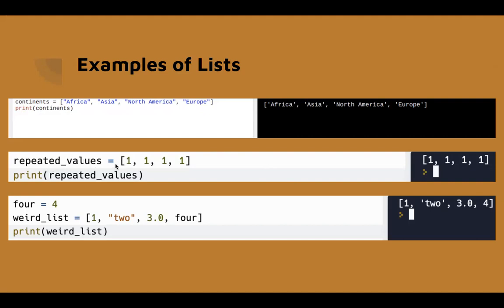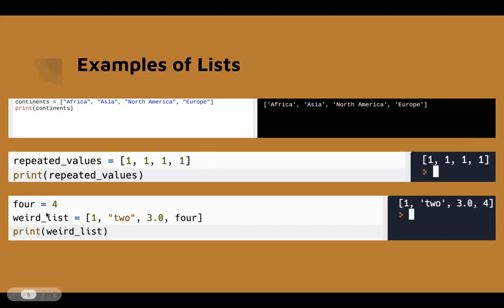And here you have another list of integers. So you have repeated values equal, and then you have four ones. These don't have quotation marks around them because they're integers and not strings, but each one of them is still split up by commas. If you print them out, they print out exactly how you wrote them, in square brackets and split up with commas.